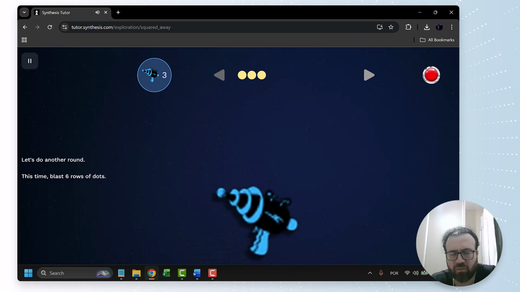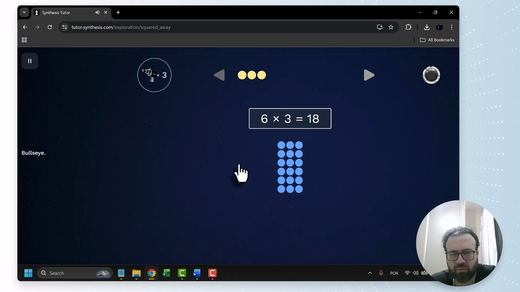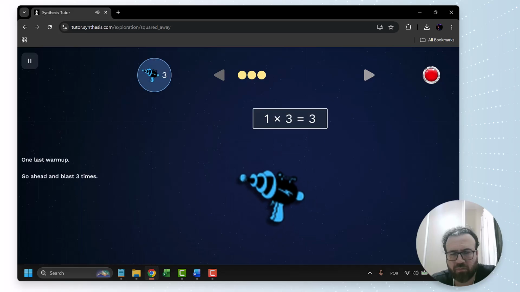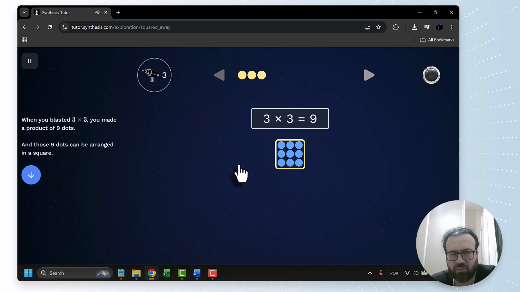Let's do another round. This time, blast 6 rows of dots. Bullseye. And now we have an even shorter rectangle. 6 dots by 3 dots. One last warm-up. Go ahead and blast 3 times. Ooh, a new shape alert. It's a square. When you blasted 3 times 3, you made a product of 9 dots, and those 9 dots can be arranged in a square.